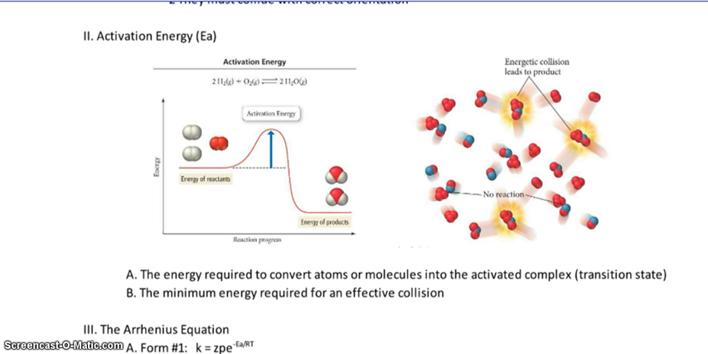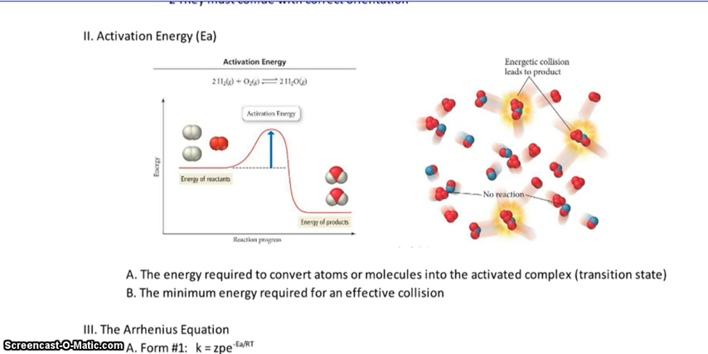So also look over on the right hand side over here. Notice that because of the orientation, there's no reaction at these couple spots. But where there is enough energy to collide, and the orientation is correct, that is going to lead you to the product. It says the energy required for atoms or molecules to form the activated complex. That's that transition state I was trying to describe to you. And it's the minimum energy required for an effective collision.